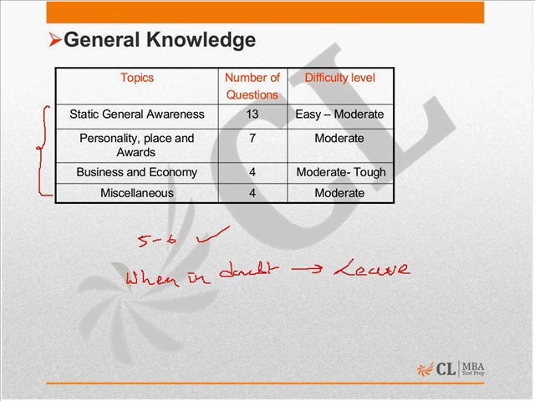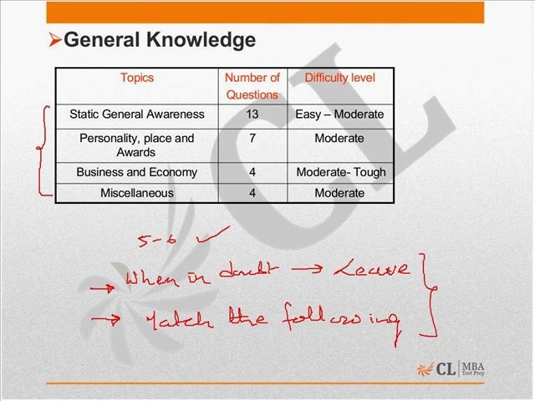Secondly, the match the following questions. Match the following are definitely to be attempted. When I say definitely to be attempted, it means you definitely have to go through them. But again, the same will apply: when in doubt, leave. Don't worry about matching all the combinations. Identify one item, for example, a book and author, one book and one author, and start eliminating choices. So match the following works beautifully if you look at eliminating choices.